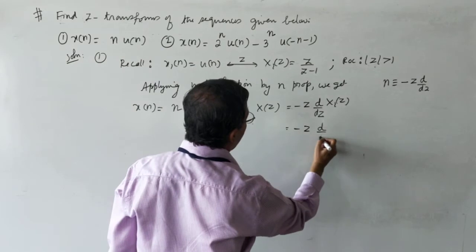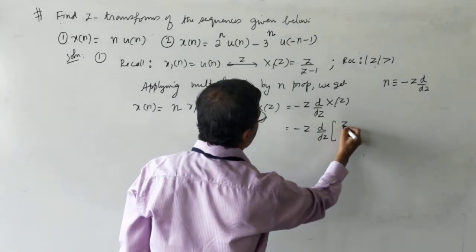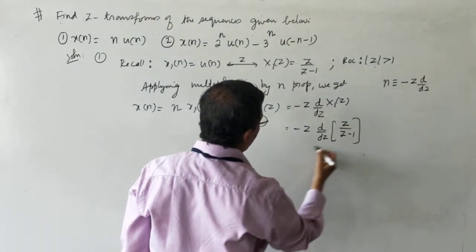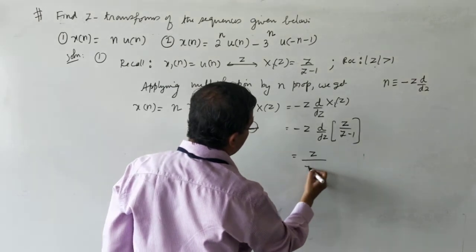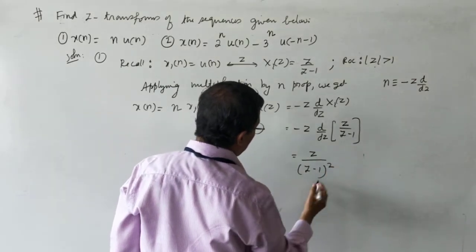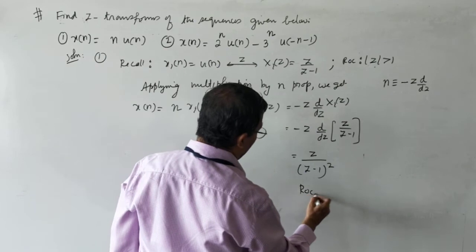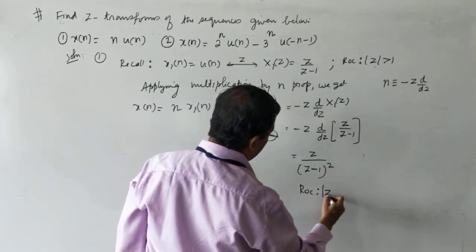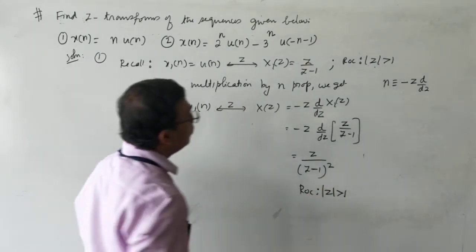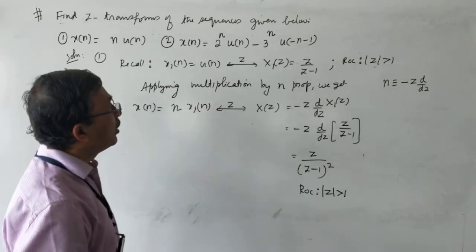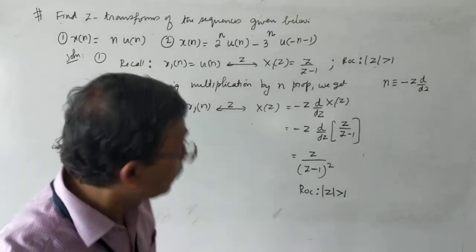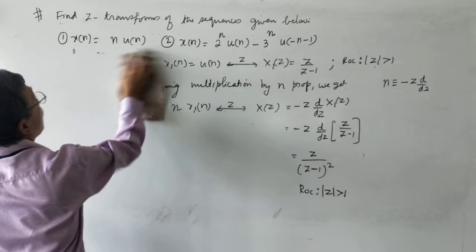Minus z into d by dz operating on z by z minus 1. If you differentiate this, this is the result: z by z minus 1 whole square. No change in ROC. ROC is mod z greater than 1. I'll go to the second problem.